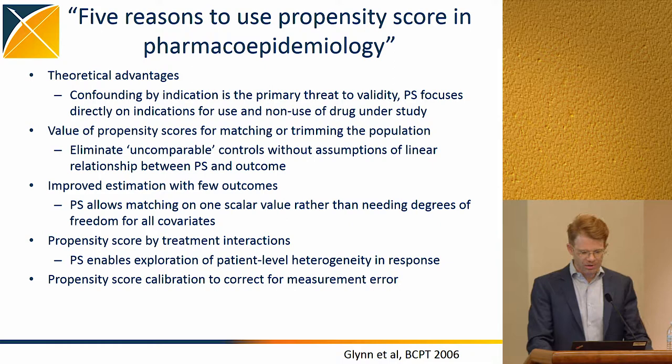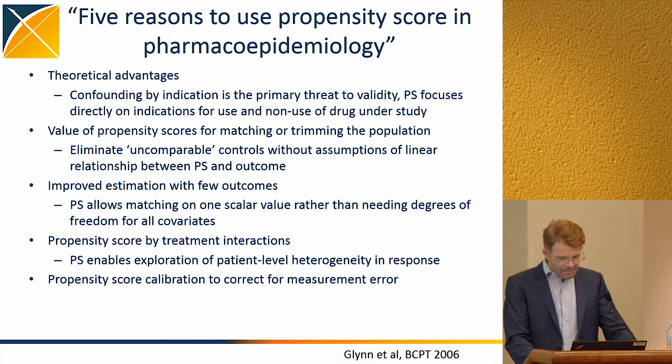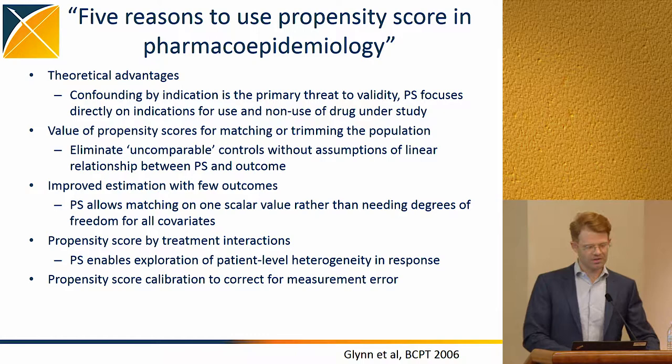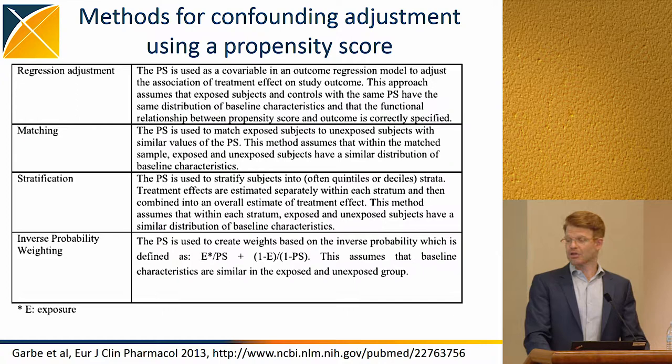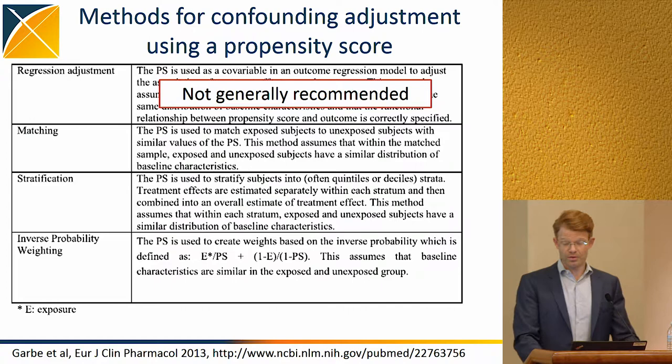It allows for matching on a single value rather than trying to do some great big multivariate model that requires many degrees of freedom. And you can look for treatment heterogeneity across different levels of probability of exposure. The CohortMethod package that we're going to be using later today allows you to use the propensity score in three main ways. One way to use it, which is not recommended, is just using the propensity score as a covariate in an outcome model.